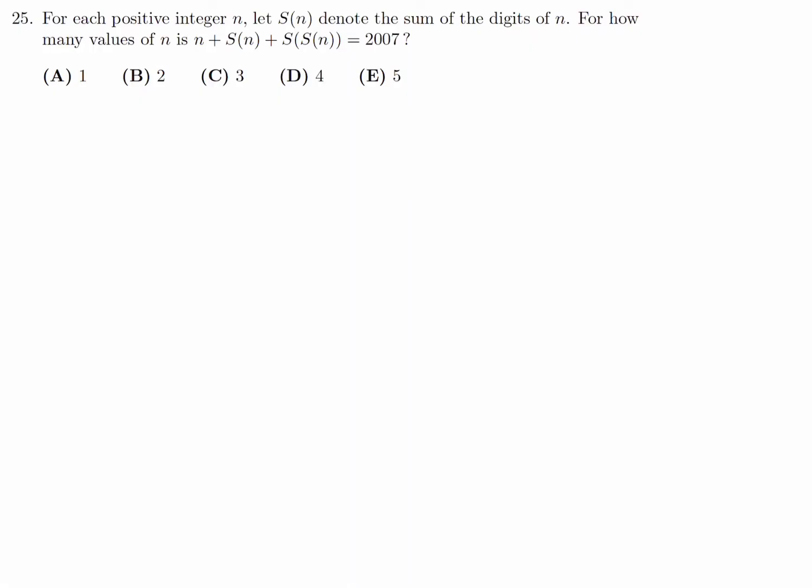For each positive integer n, let Sn denote the sum of the digits of n. For how many values of n is n plus Sn plus S of Sn equal to 2007? There are several approaches to this question, and I'll just go systematically without anything too fancy.